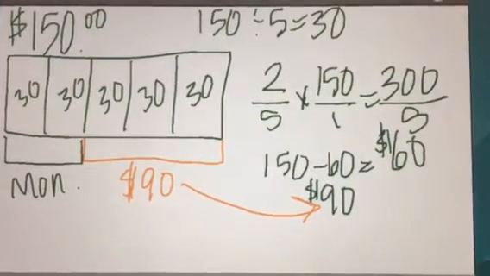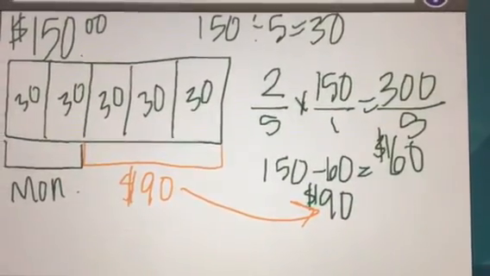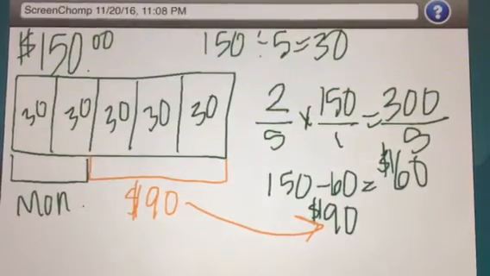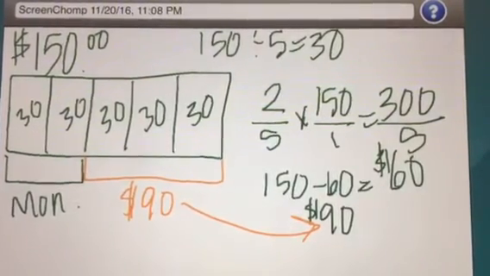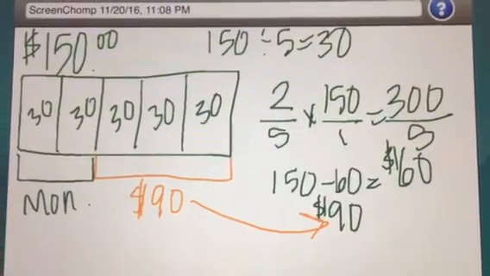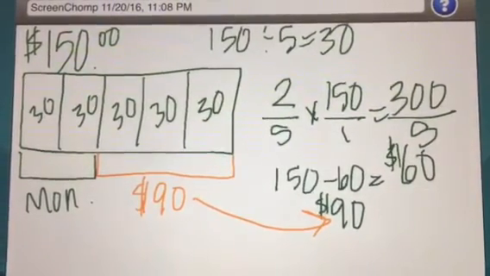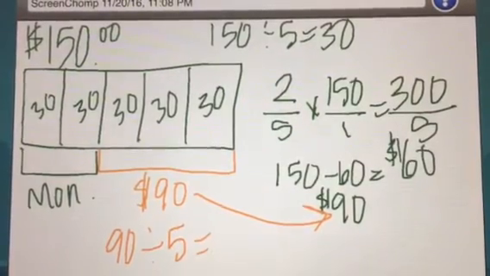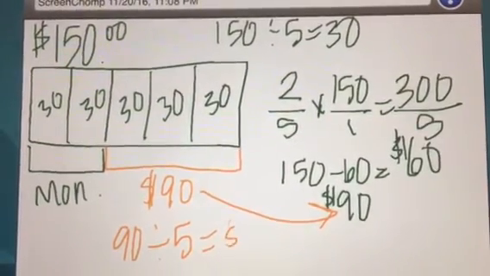But what they're asking us is to find out how much she spends on each of the 5 days, because she's taking that $90 and spending an equal amount on 5 days. So again, equal amount tells us that we have to divide. Okay, so 90 divided by 5 is going to give you $18.